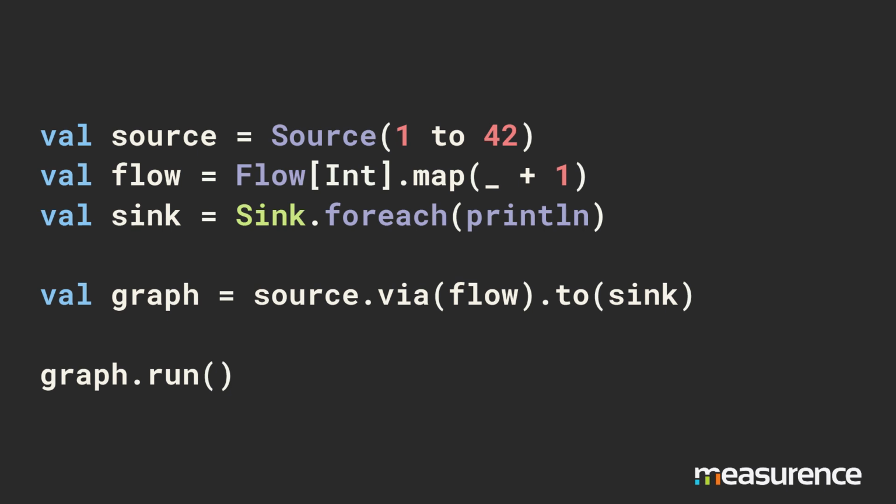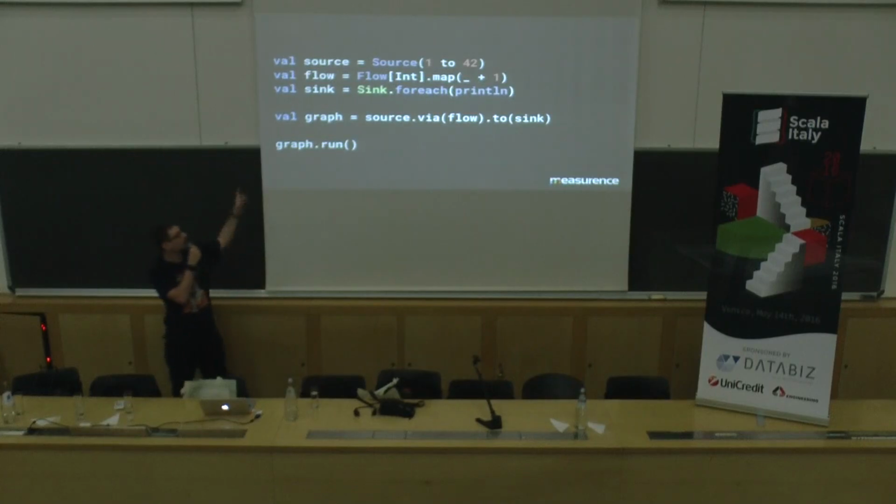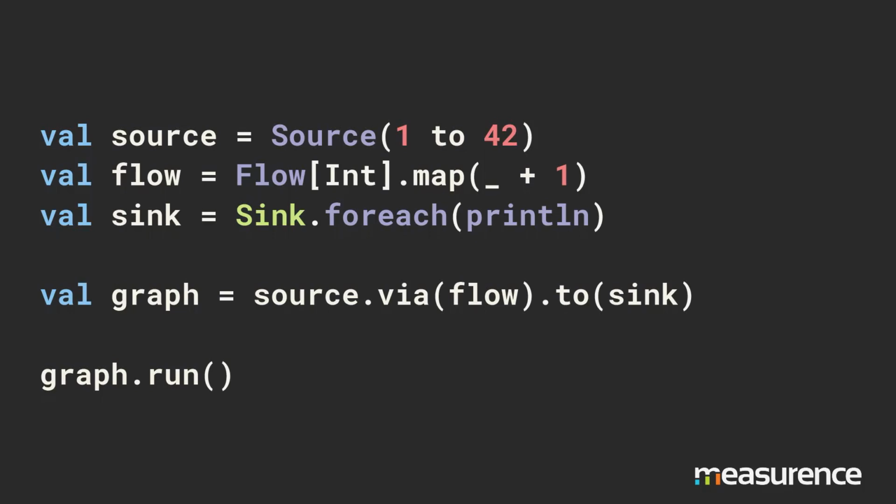When you put them together, you obtain an instance of a runnable graph, which is actually the only object that can be run with Akka Stream. So you call the run method on your runnable graph, and your stream will be materialized and will start processing data. Each of these pieces, from the source to the runnable graph, are immutable. So they just describe what your stream is going to do. But the real doing is only started when you call run.